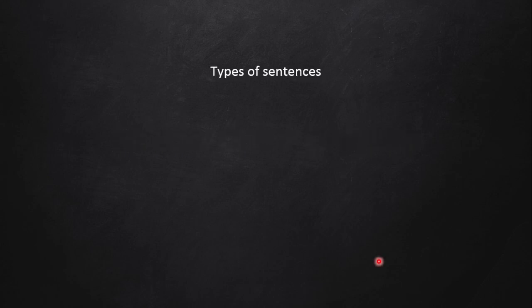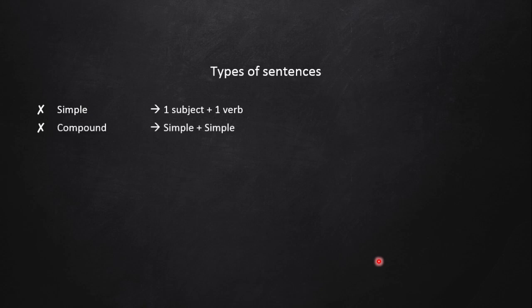Okay, everyone. There are several types of sentences. The first is simple sentence. Simple sentence is one subject plus one verb. And then the second is compound sentence. Compound sentence is simple sentence plus simple sentence. It means in a compound sentence, you have one subject plus one verb plus one subject plus one verb.